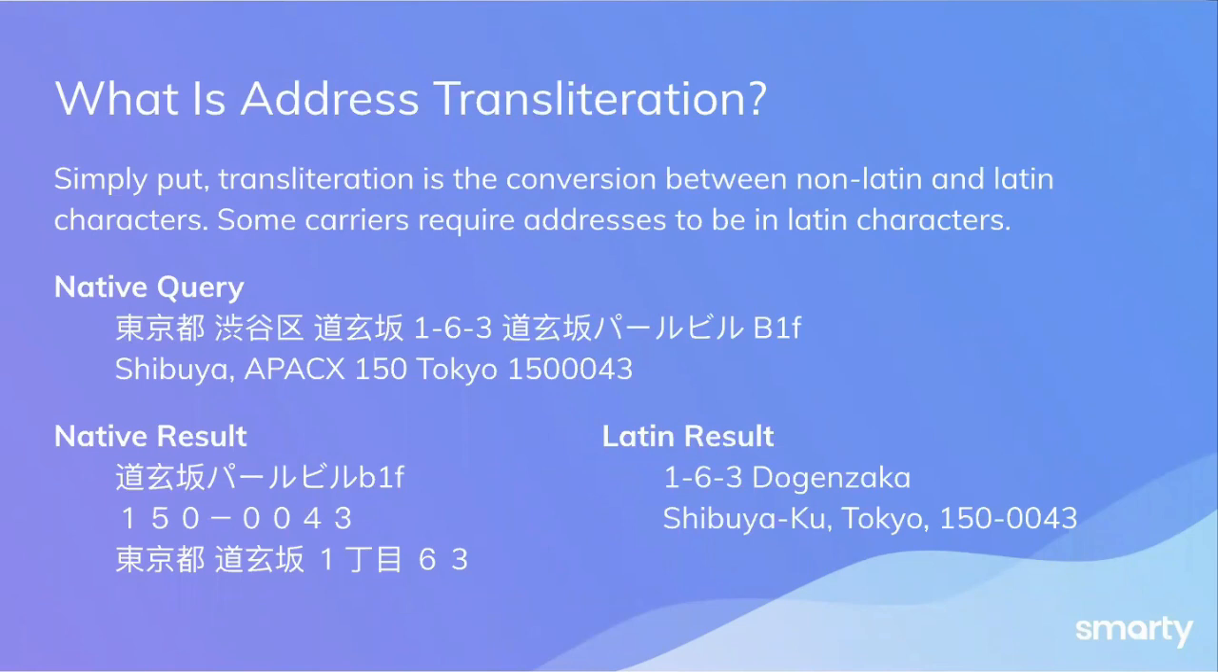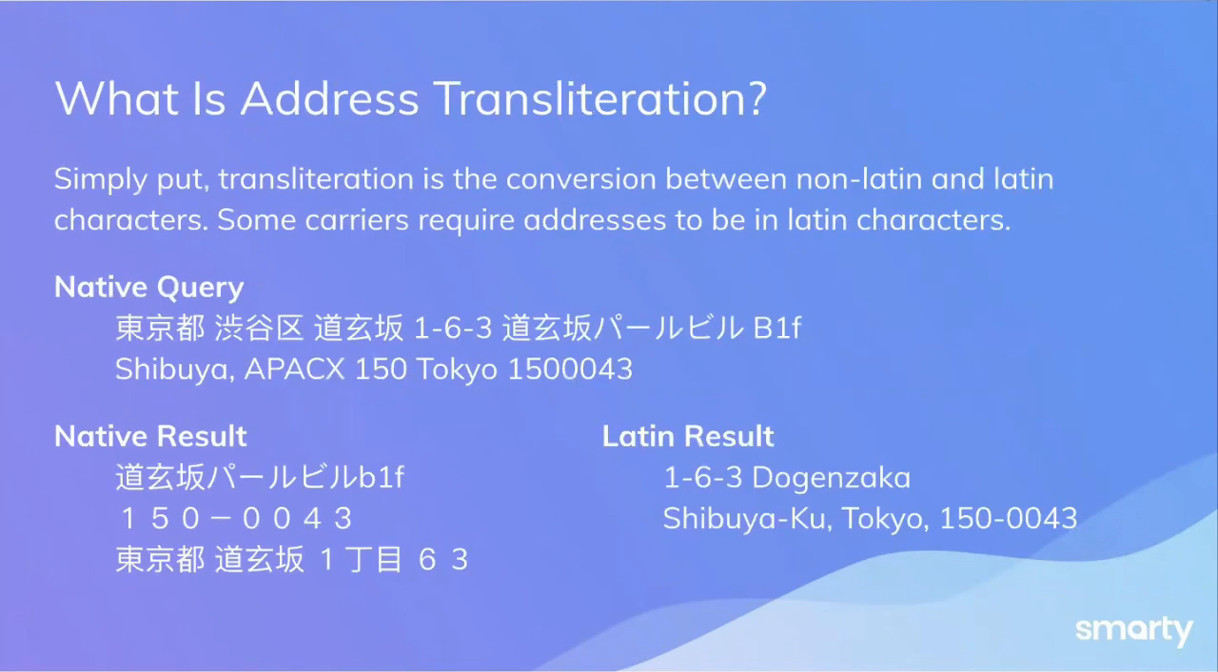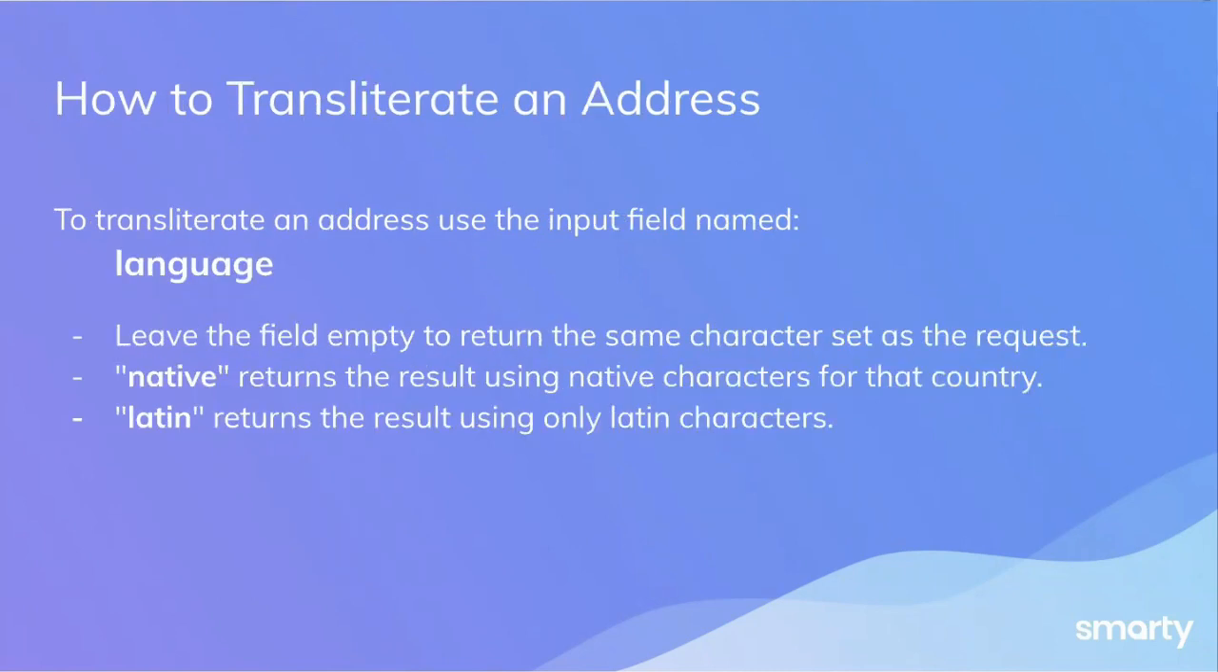So how do we do that in our API? You use the language. If you specify language, there are 3 options. You can either leave it blank, just not specify a value at all. In that case, the result should come back with the same character set as the request. Sometimes that's a little bit tricky though, because as you saw in the previous slide, the request can be mixed native, mixed Latin. So what do we choose? That is kind of a hard thing to determine. So most people specify whether they want it specifically back in native characters for that country or Latin characters.